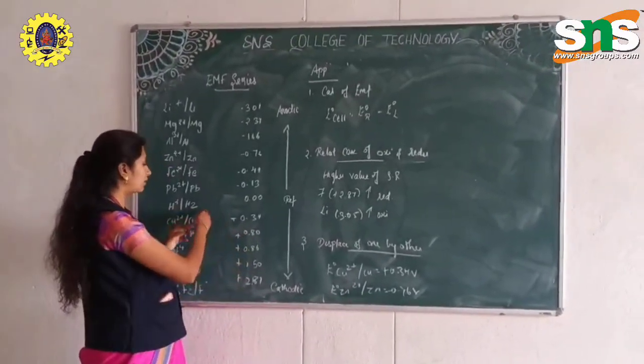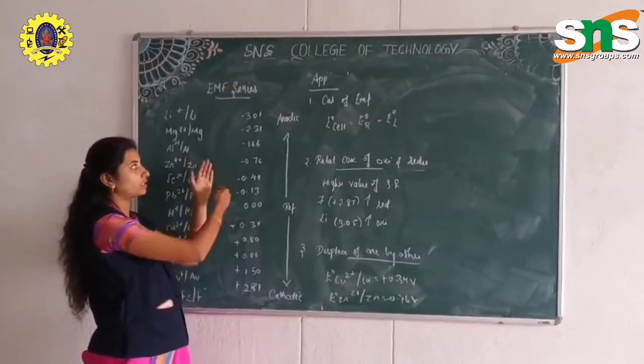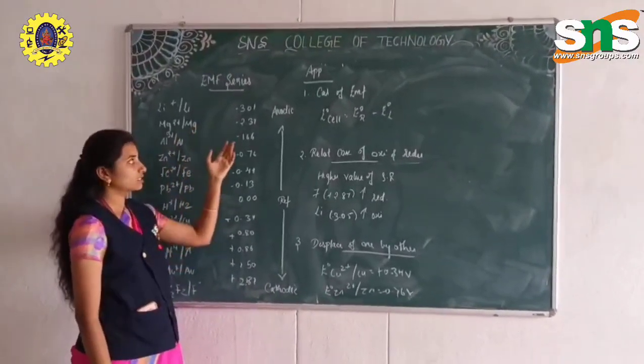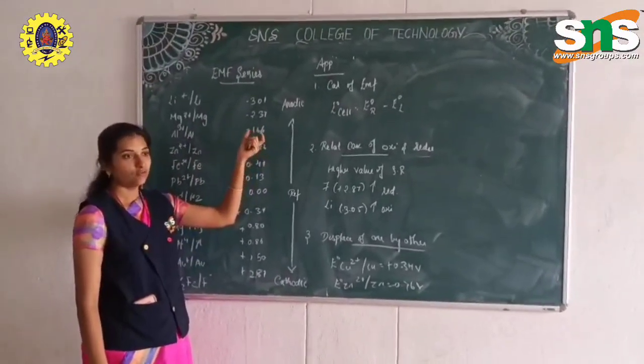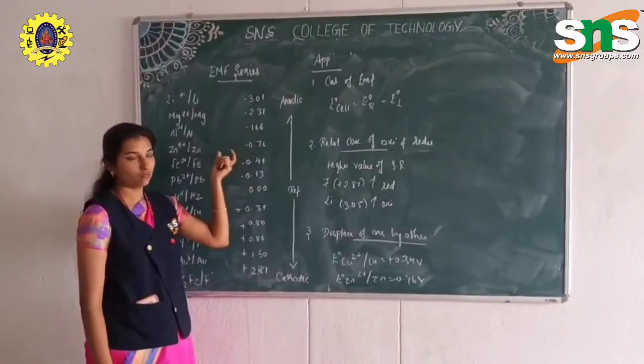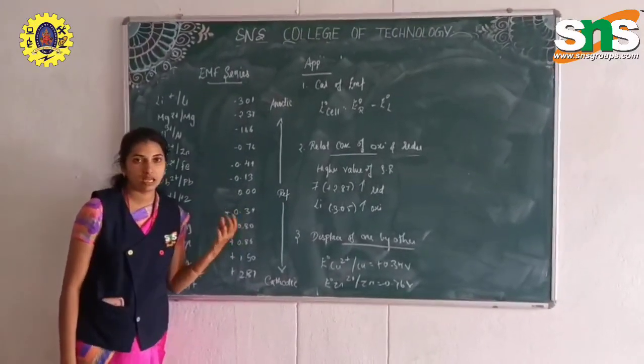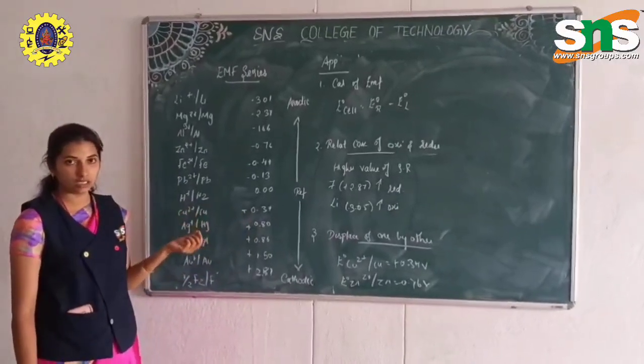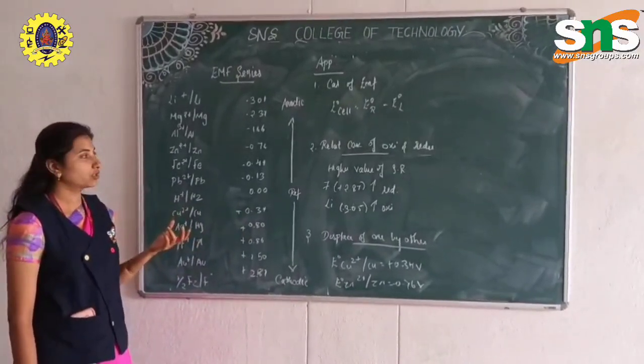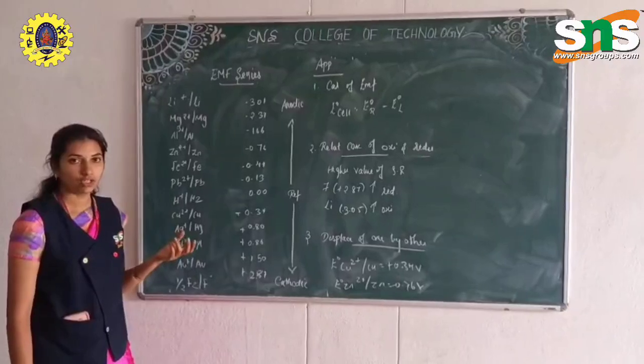Above the hydrogen reference electrode, all these elements are considered as anodic protection, which has negative values. So from this table we can consider what applications are included in this EMF series. We can calculate the applications by using the EMF formula.